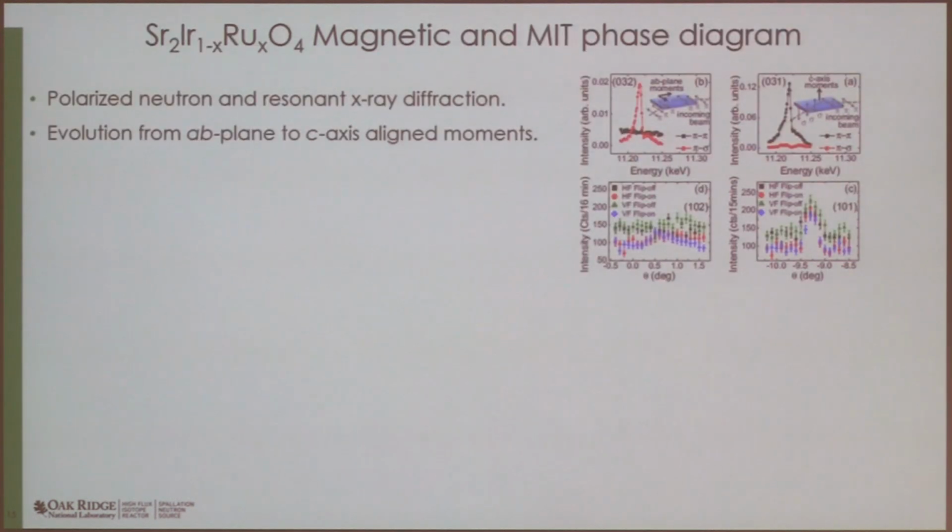Okay, so we have the same J effective state, we have iridium 4+. We wanted to see if this is doing anything to the magnetism, or are we just putting ruthenium in and essentially just diluting the system? Well, so we performed polarized neutron scattering and polarized resonant X-ray scattering measurements to try and understand the ground state.